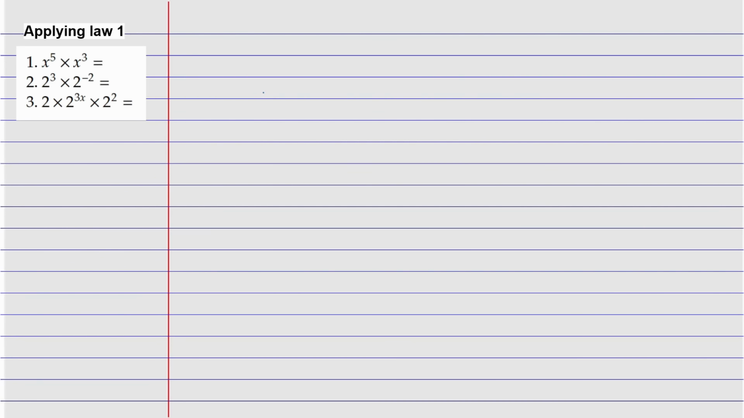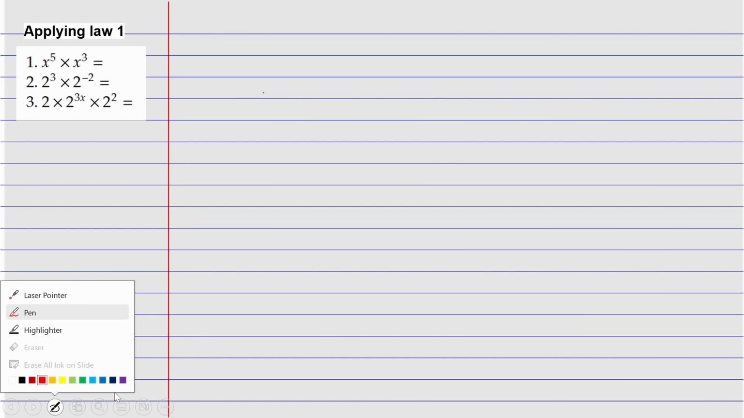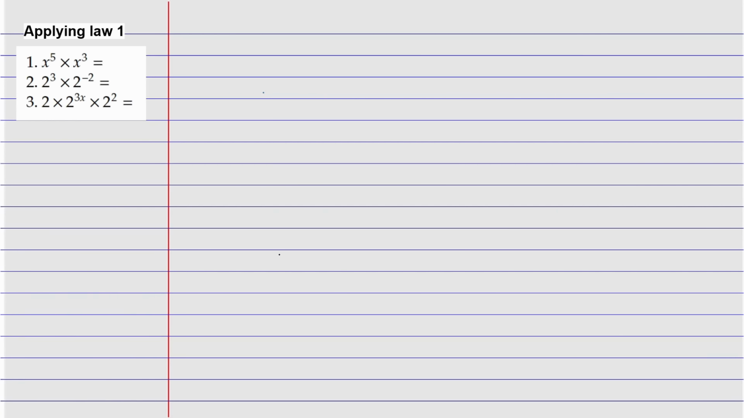So now applying the first law. Before we start, let me just change my pen. Remember with the first law, what does it say? It says that our bases need to be the same, and both the terms need to be multiplying each other. And if that's the case, what do we need to do? We need to add the exponential, right? So to do number 1, we see that our base is the same, x. So we can add the exponential. So this is going to be 5 plus 3, right? What's that going to give you? It's going to give you x to the power 8. So that's how you would answer the first question.